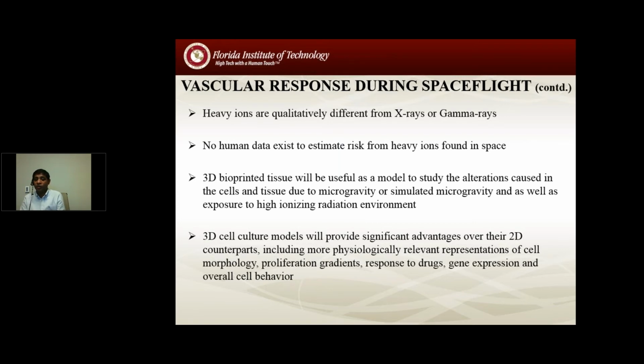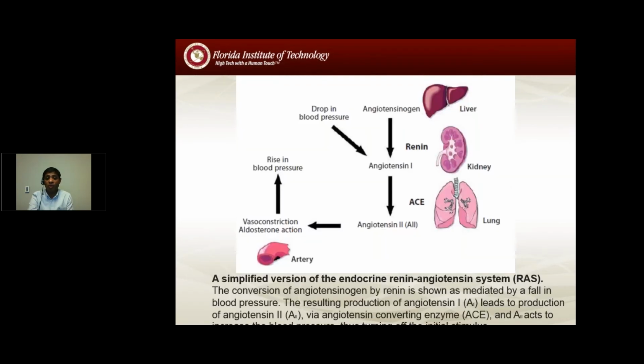And the 3D printed tissue is also very ideal because we can put any type of combination of cells, so that you can change the characteristics of the tissue and print them and do all the physiological, functional and biochemical analysis we need to do to characterize it. So that's one of the advantages of using 3D bioprinted tissue to characterize the vascular response during space flight.